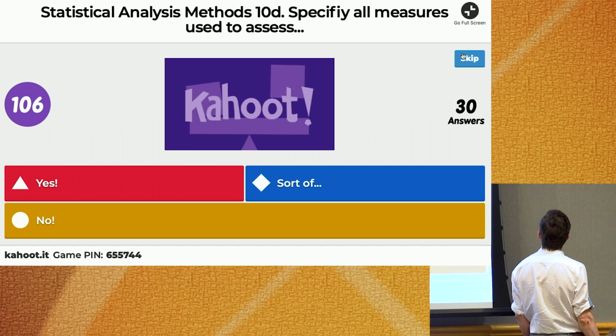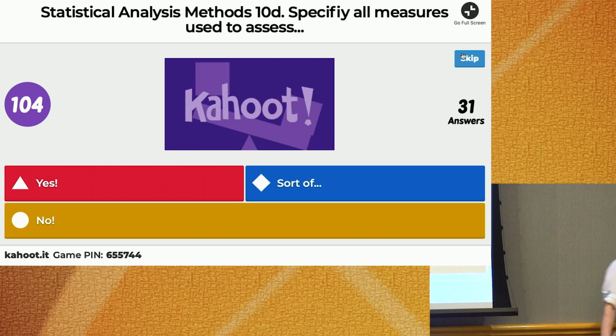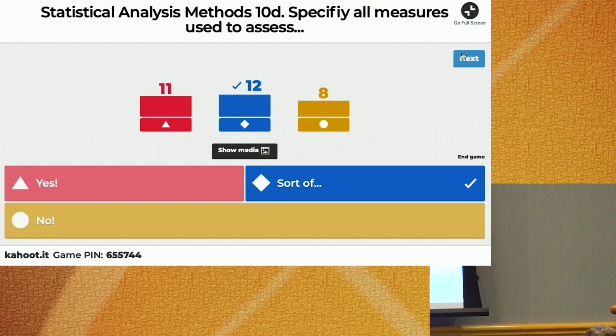Again, I'm going to give you another 5 seconds, because I think we're running a little bit quick on time. 2, 1. Any last answers? No. So again, we've got a split. So someone who agrees with me, what do you think they were missing?